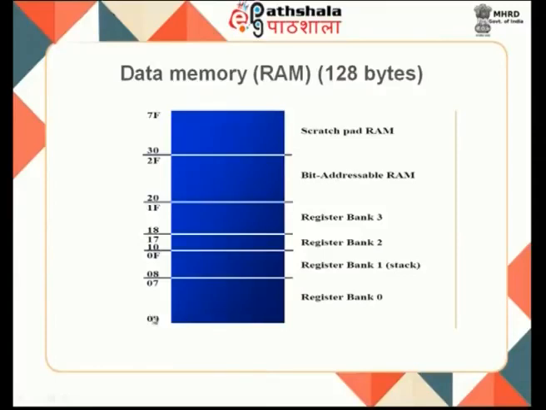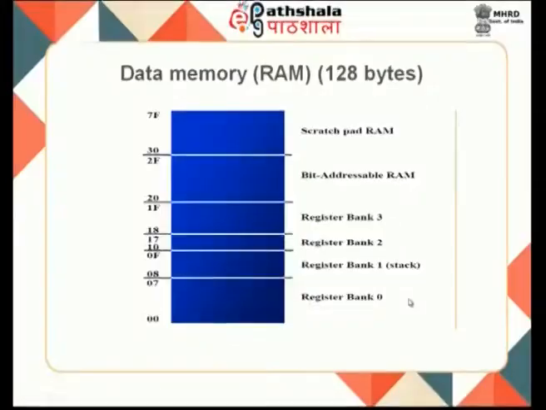Now when I am looking at 00 to 07, that means 8 locations which will be used for register bank 0. I will have only 8 registers. These registers are either stored in this place, or 08 to 0F, or 10 to 17, or 18 to 1F.